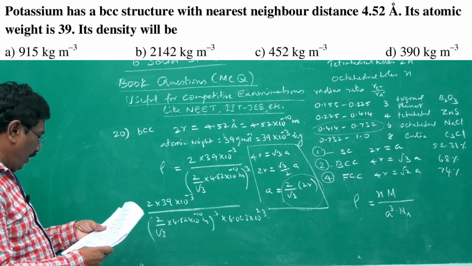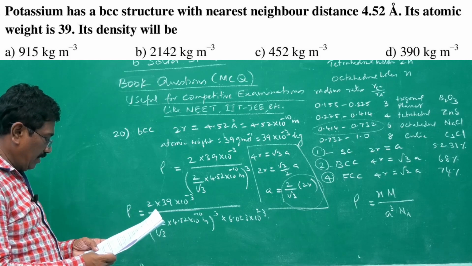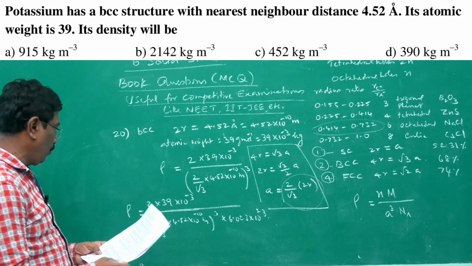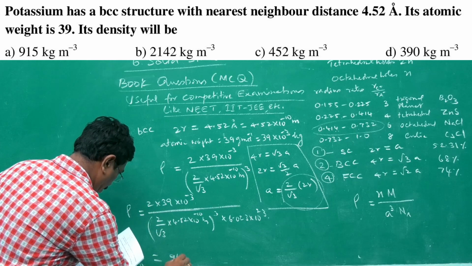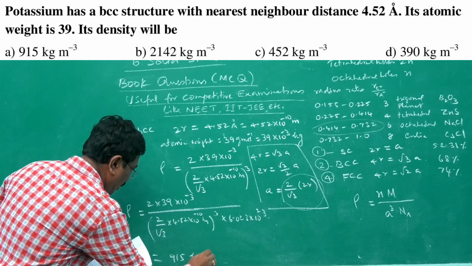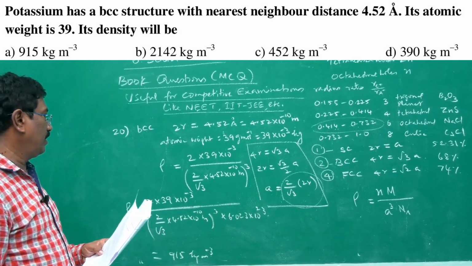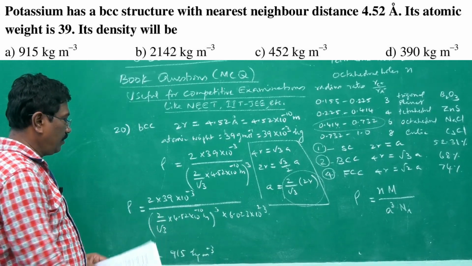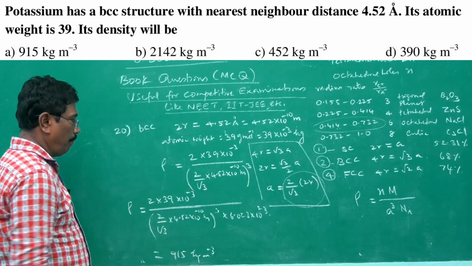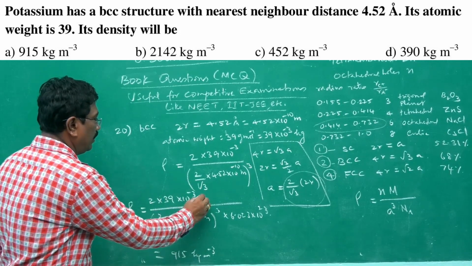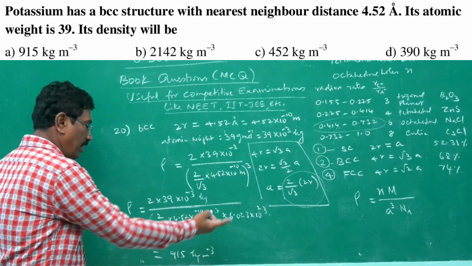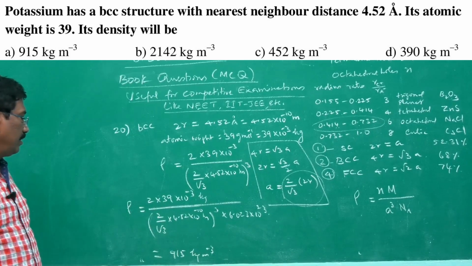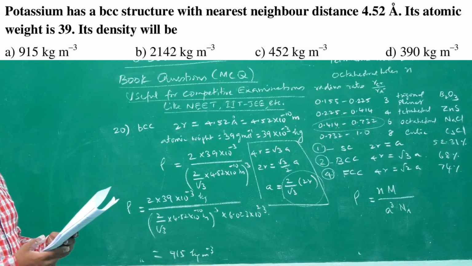So, upon solving, you will be getting the answer 915 kilogram per meter cube. You just try, and all those steps I need not do now, to waste the time. Because we have converted the unit, we have got kilogram per meter cube. So, you will be getting the correct answer 915. A option is the correct option.